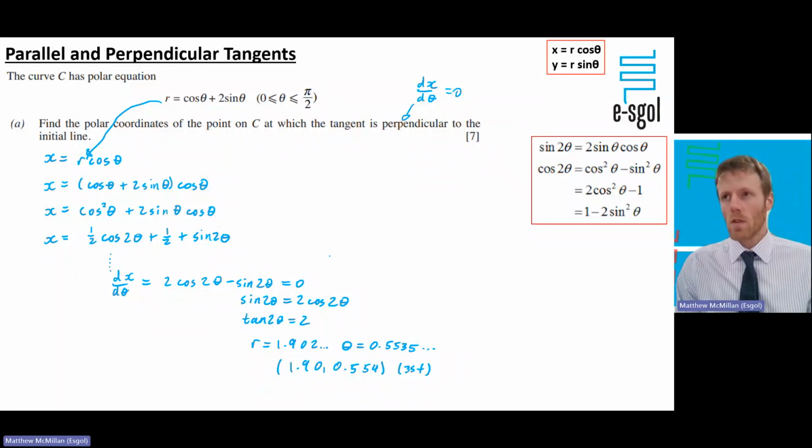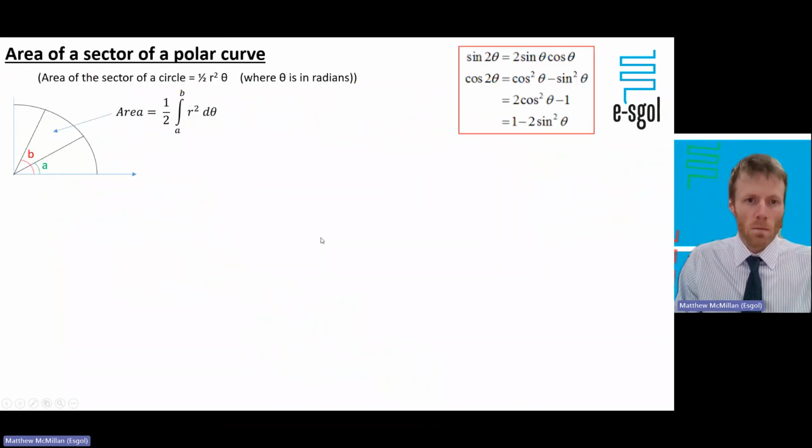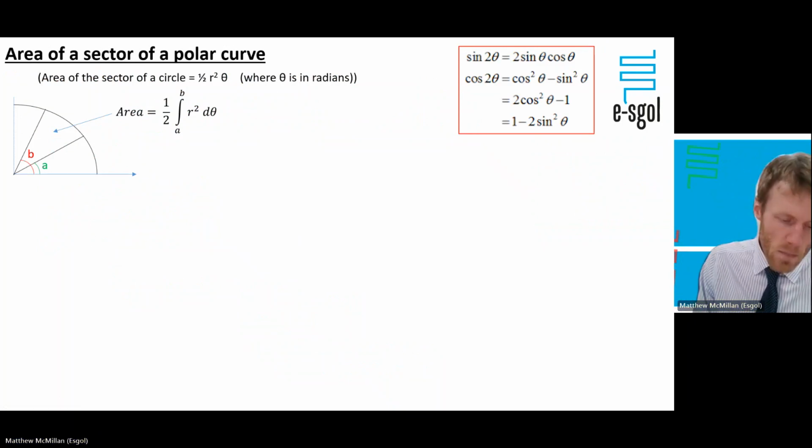Okay, I'll leave that for you if you want to try that later. The reason why I would like to just move on is just so I can finish up by looking at the area of a sector, because then I've covered everything.